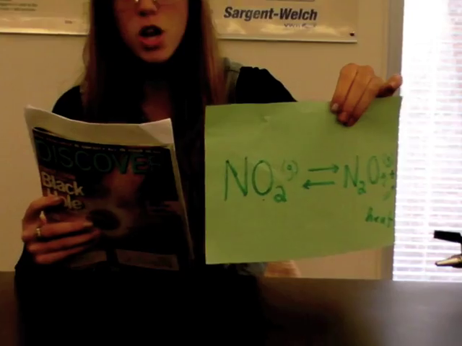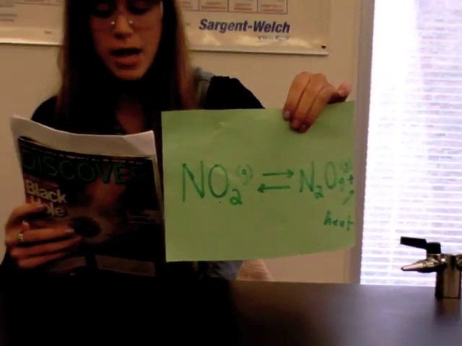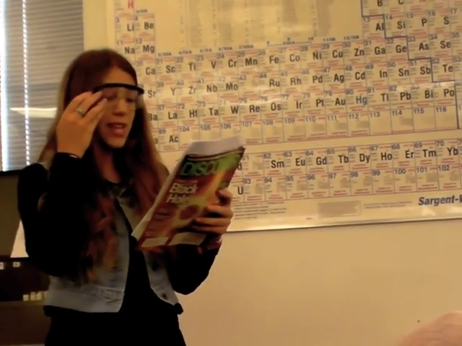Ever notice how when you add heat to this equation, then you make more NO2, and if you remove heat, then you make more N2O4? Or, if you add NO2, then you make more N2O4, and if you add N2O4, then you make more NO2. Or if you take away NO2, then you make more NO2. Or if you take away N2O4, then you make more N2O4. This is because your equation is attempting to balance itself out, otherwise known as equilibrium.